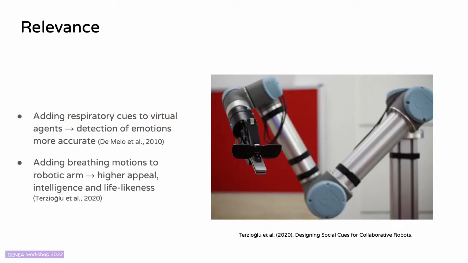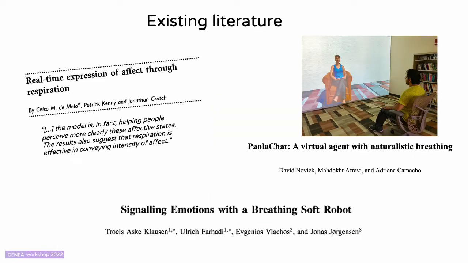When looking at VR, we see that adding respiratory cues to virtual agents helps humans detect the displayed emotions more accurately. A study also showed that adding breathing motions to something as unhuman-like as a robotic arm that is carrying out manipulation tasks alongside human coworkers improves its appeal and lifelikeness to its coworkers. These examples from the literature show that respiration can be important in modeling emotions and other realistic behavior.